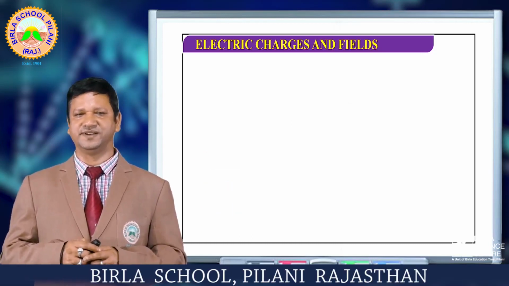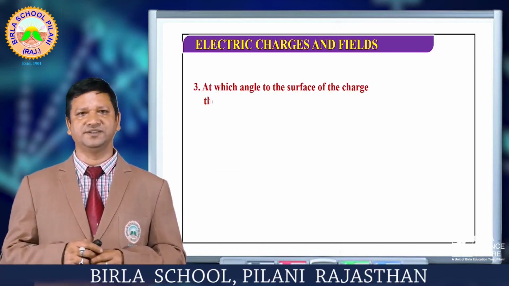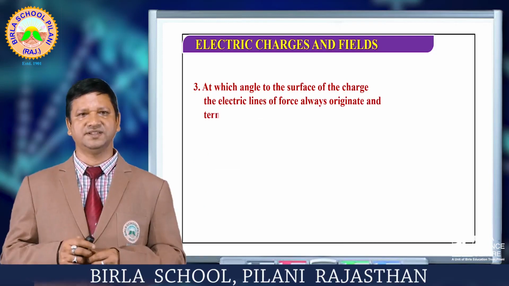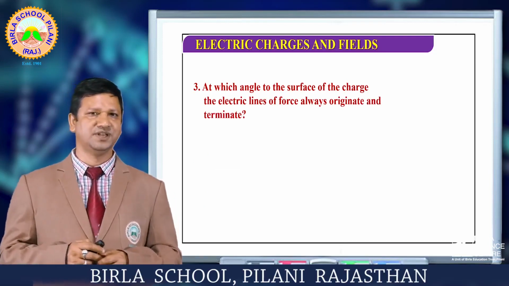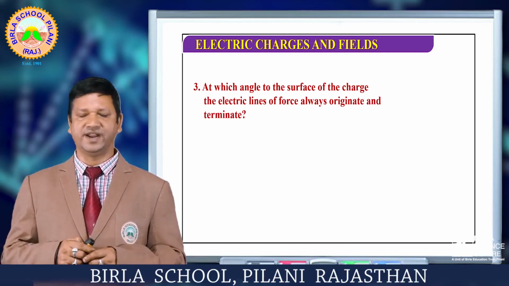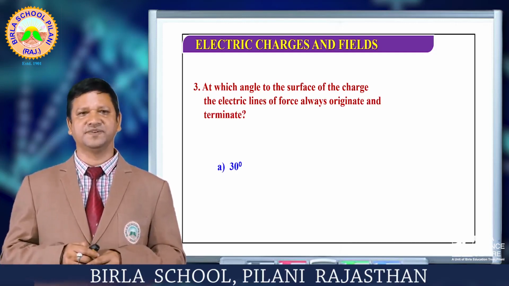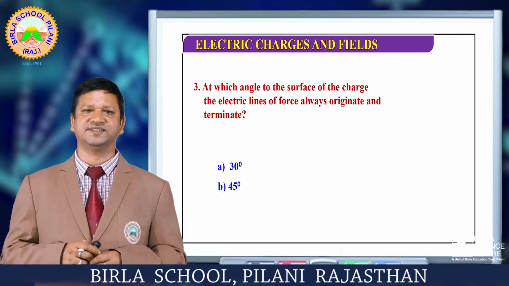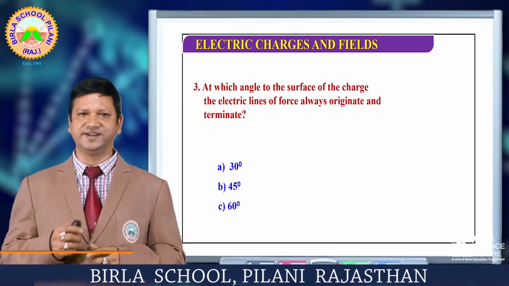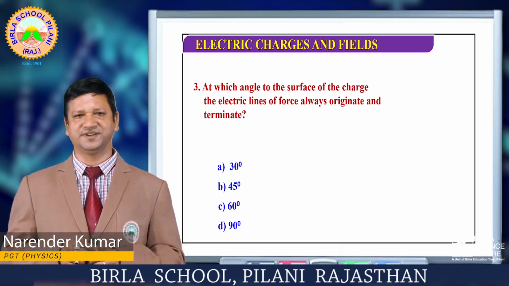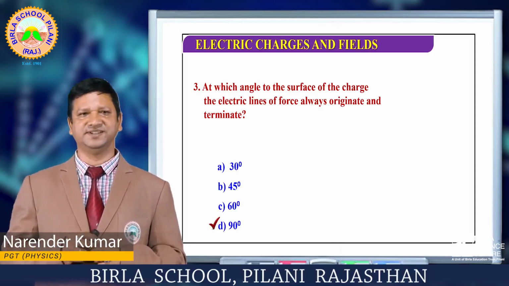Come to the next one. At which angle to the surface of the charge do the electric field lines of force always originate and terminate? Options are 30 degree, 45 degree, 60 degree, or 90 degree. Yes, you are correct. The option is 90 degree.